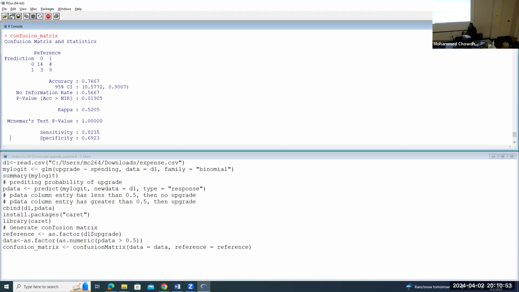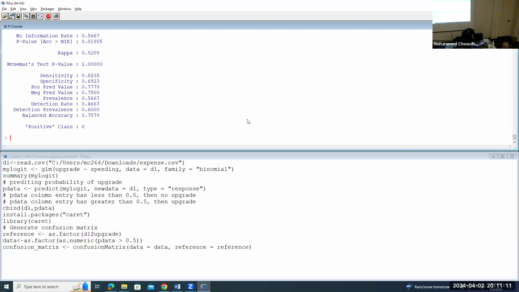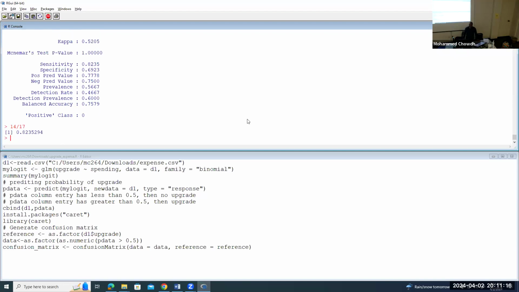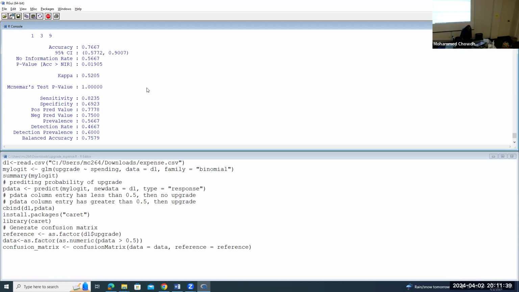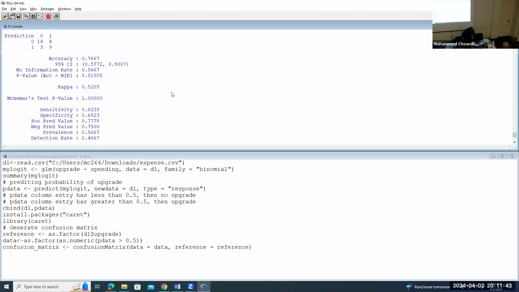So specificity, I said what? There was 17, right? 17 was what? 17 was no upgrade, right? How many correctly identified? 14. 14 over 17 equal to, you will get 82. Okay? Thank you for pointing it out. So sensitivity and specificity can be expressed in terms of count as well as in terms of percentage. Okay? So, my sensitivity is 82%. Okay? So, positive predictive value, negative predictive value, prevalence.